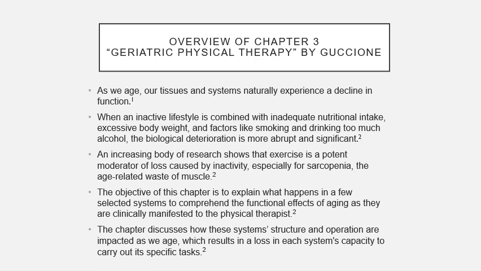The objective of this chapter is to explain what happens in a few selected systems to comprehend the functional effects of aging as they are clinically manifested to the physical therapist. The chapter then discusses how the system's structure and operation are impacted as we age, which results in a loss of each system's capacity to carry out its specific tasks.